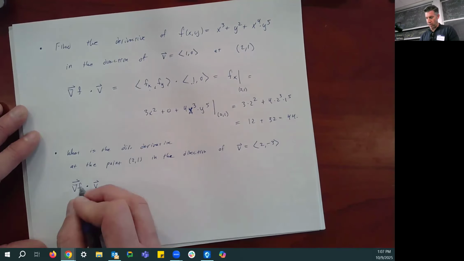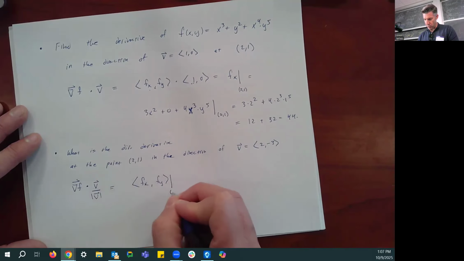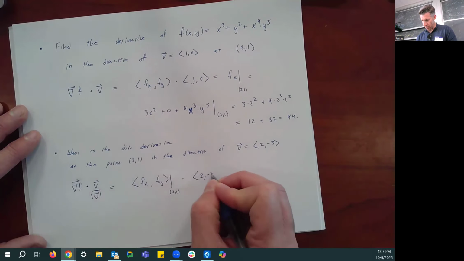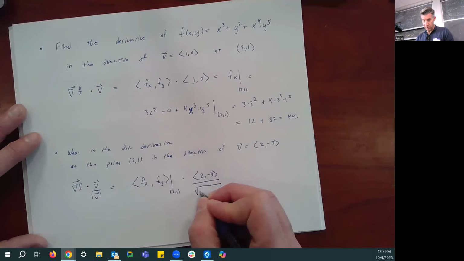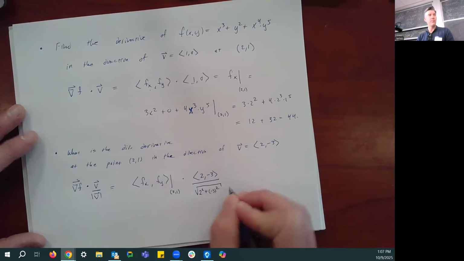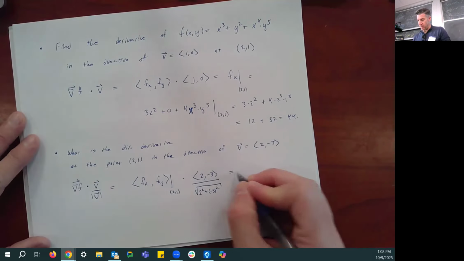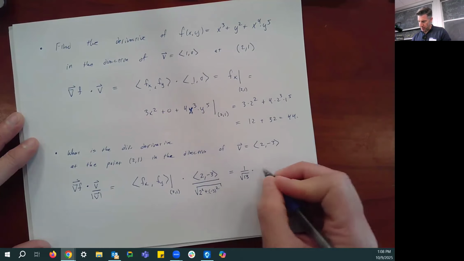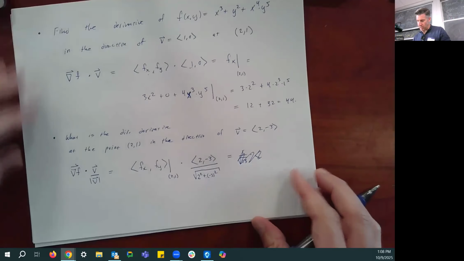So it's going to be my gradient, fx comma fy, evaluated at 2 comma 1, dotted with my vector v, which is 2 comma negative 3, divided by its own magnitude, which is the square root of 2 squared plus negative 3 squared. And that dividing by the square root of whatever that number is, I would leave that out in front. Like I would really rewrite this as, let's see, that's 4 plus 9, that's 1 over the square root of 13 times, let's see, to have enough room here, I should probably use more space. It's always a good idea to use more space here.